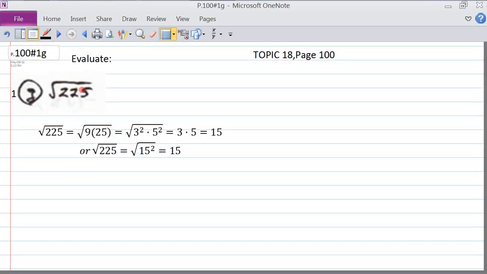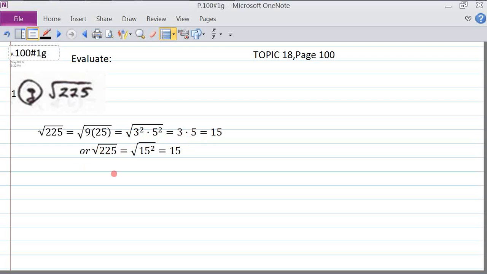So square root of 225, we've rewritten it here. There are two ways to do this. We can break it down into perfect squares. You see, 9 is a perfect square and 25 is a perfect square. 9 times 25 is 225. So instead of the 9, we write 3 squared. Instead of the 25, we write 5 squared. Square root of 3 squared is 3. Square root of 5 squared is 5. 3 times 5 is 15.